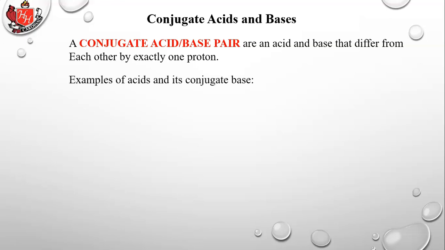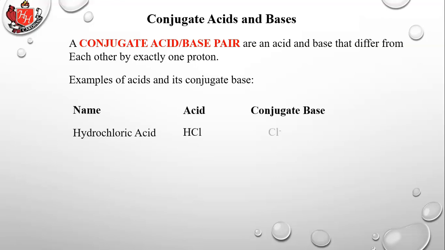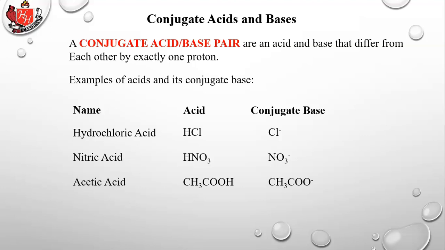Examples of acids and its conjugate base. So hydrochloric acid, HCl, the conjugate base is chloride ion, Cl-. Nitric acid, HNO3, the conjugate base is NO3-. Acetic acid, that's vinegar, is CH3COOH, and its conjugate base is CH3COO-. Okay, so CH3COOH, and the conjugate base is CH3COO-, and that's a conjugate acid-base pair.